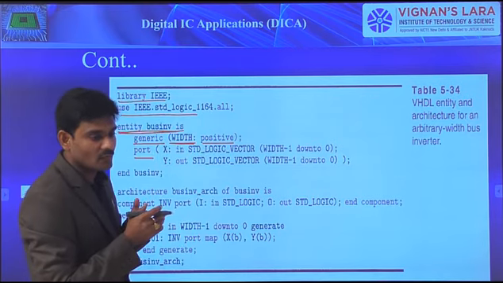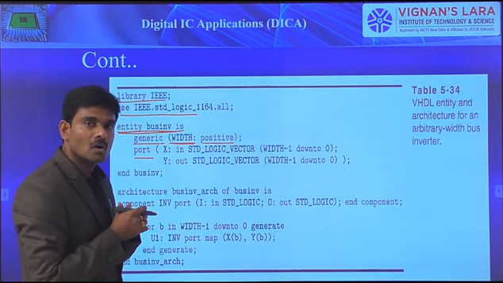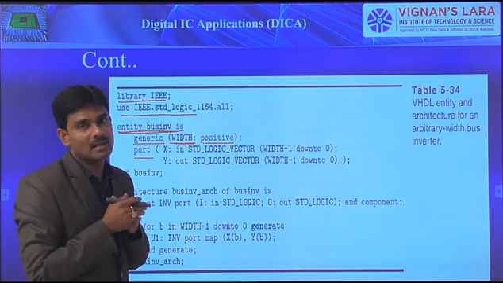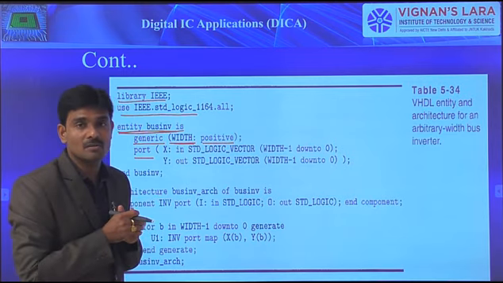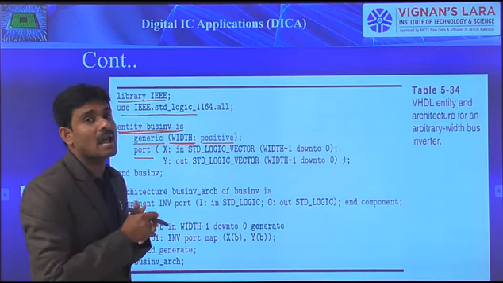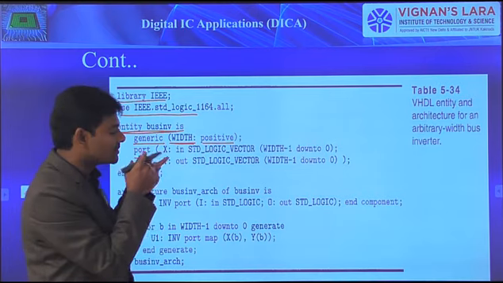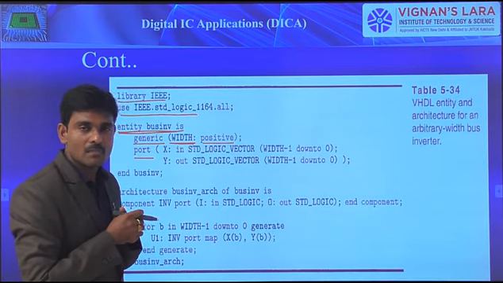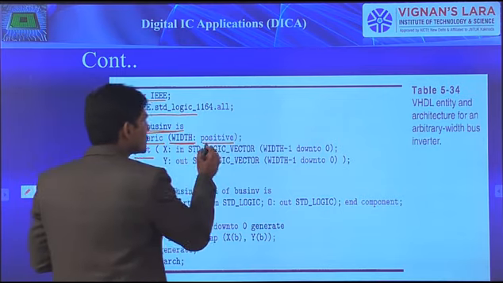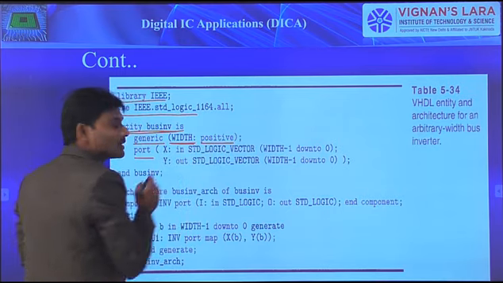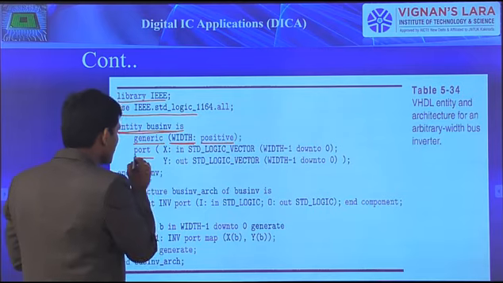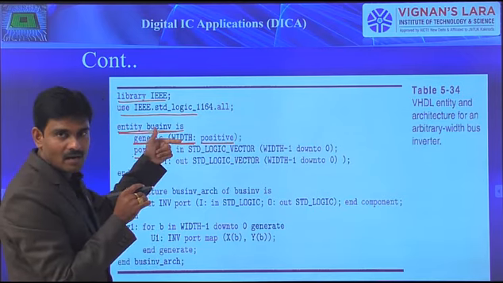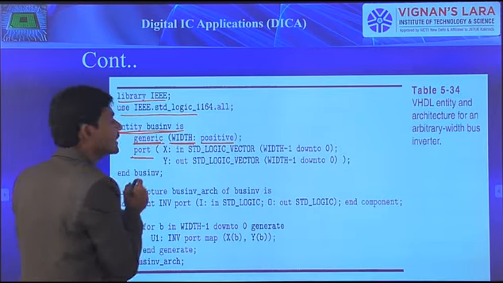Positive is a subtype we already discussed: for an integer, from 1 to the highest value, whatever value we can consider as a positive integer. That is a subtype of integer. Its value is from 1 up to the integer's highest value, 2 power 31 minus 1, which is the maximum value. That is the type of this width. Then the generic declaration is over. I defined only one constant, and next comes the port declaration.